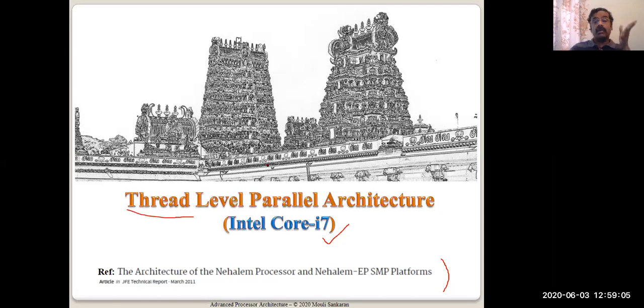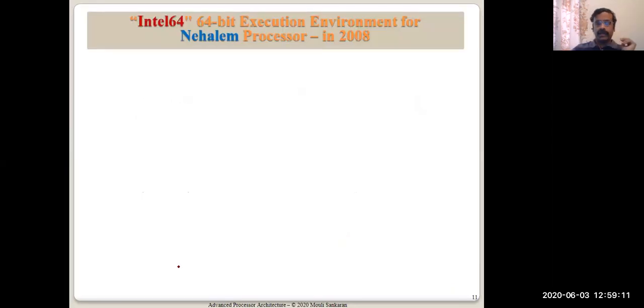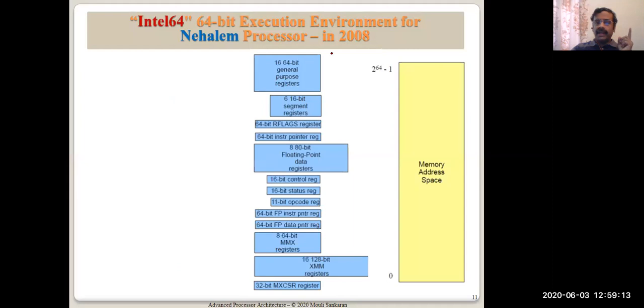Actually, this document details what is done inside the Intel processor. So let us see. We'll go into that. It was released in 2008. It's still not recent, 12 years old, but these are all there right now. Intel Core i7 is being used in servers. Let me tell you, this is a 64-bit processor.